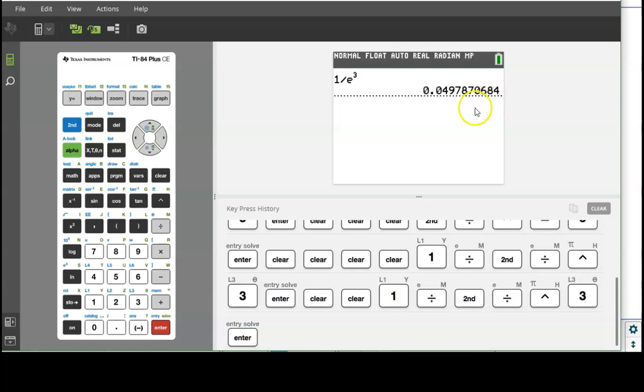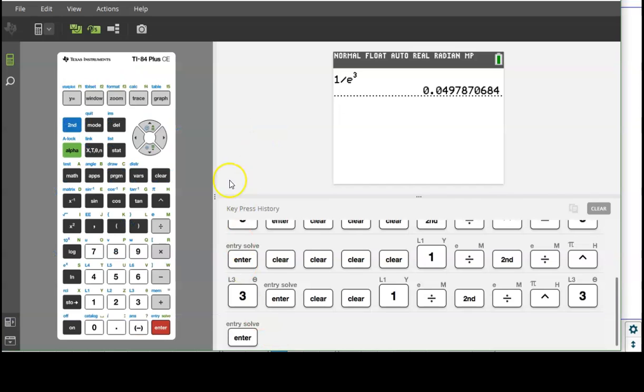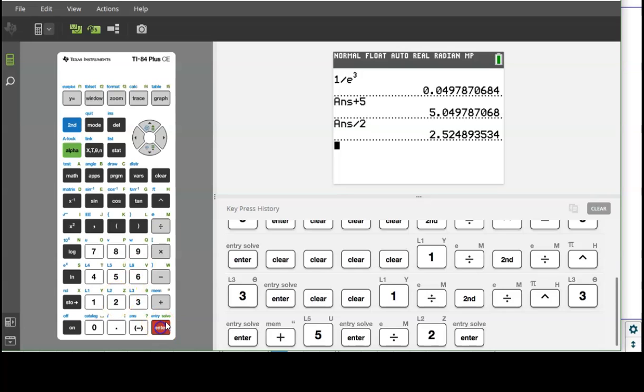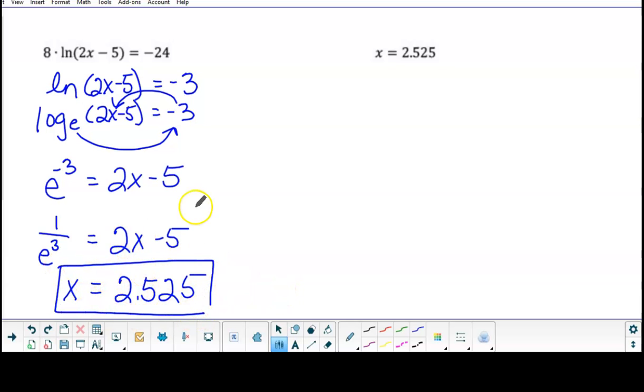And that gave me this. Okay, and then the rest of this was, let's see, let me make sure I got the right one. We need to add 5, and then we need to divide by 2. So I'm going to do that. Plus 5 equals, and then divide by 2, and that's 2.525. Yep. All right, so that worked, and that's what the answer was there.